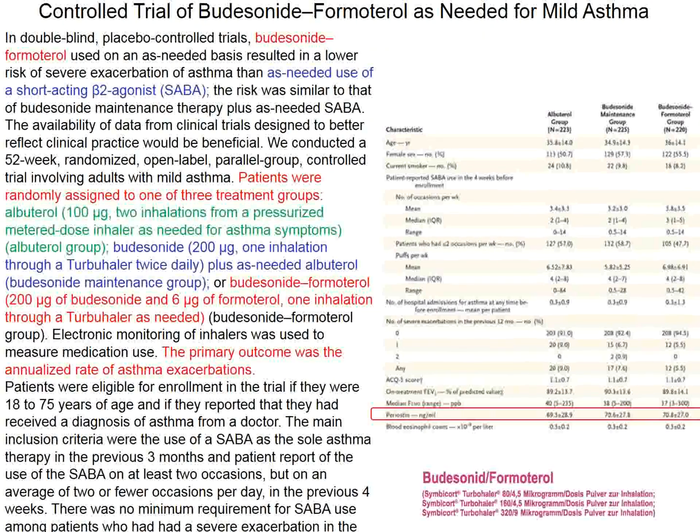Another group got budesonide, and these patients also had as-needed albuterol, so this was the budesonide maintenance group. And a third group got a combination inhaler that includes both budesonide and formoterol. The primary outcome was the annualized rate of asthma exacerbations. And periostin was measured in these patient groups, and the periostin concentrations in all three groups were the same, and baseline FeNO values were also the same.